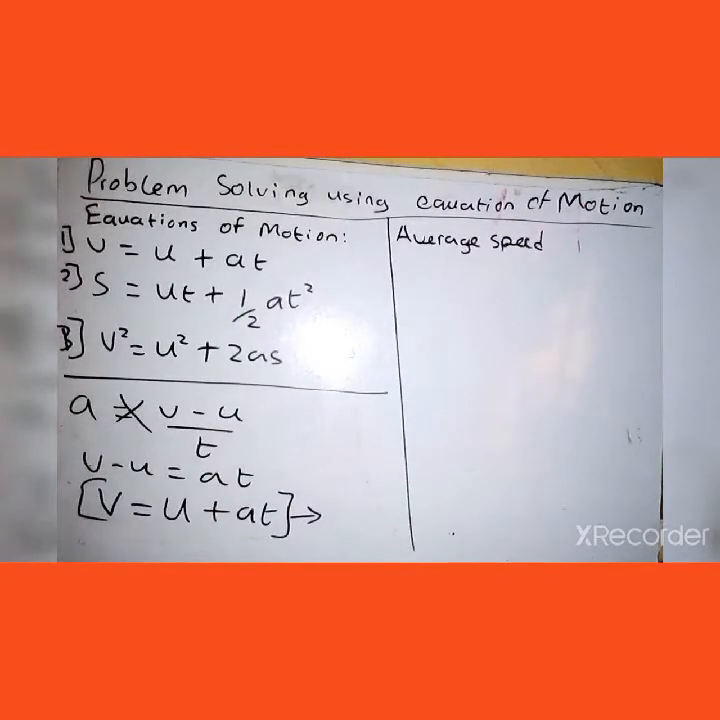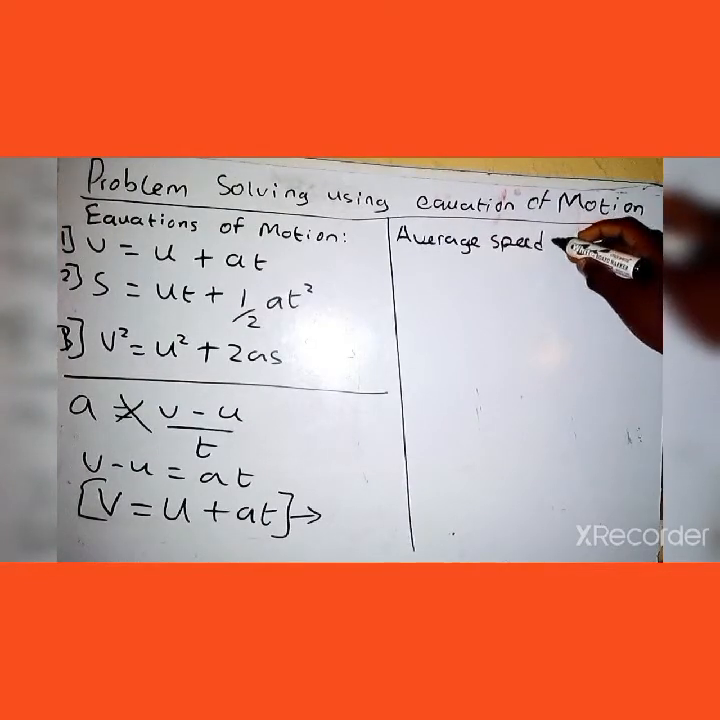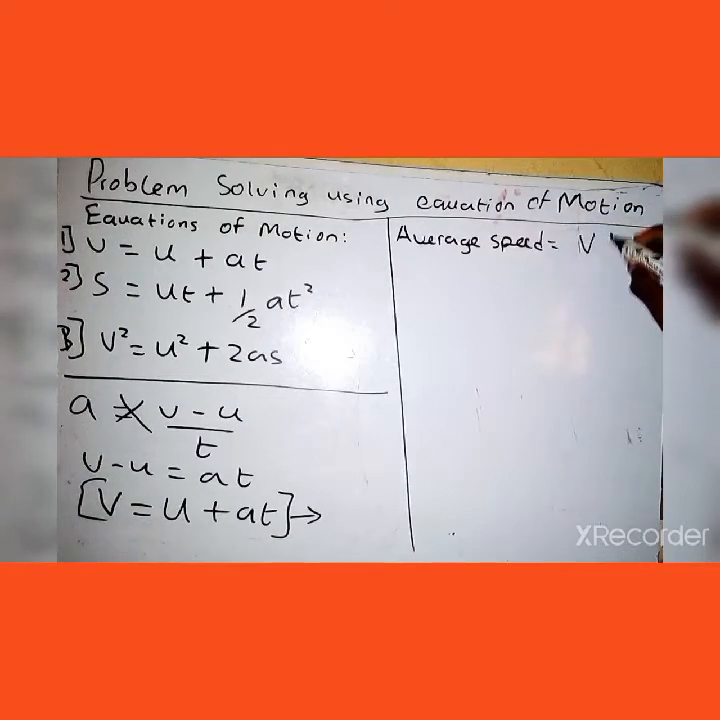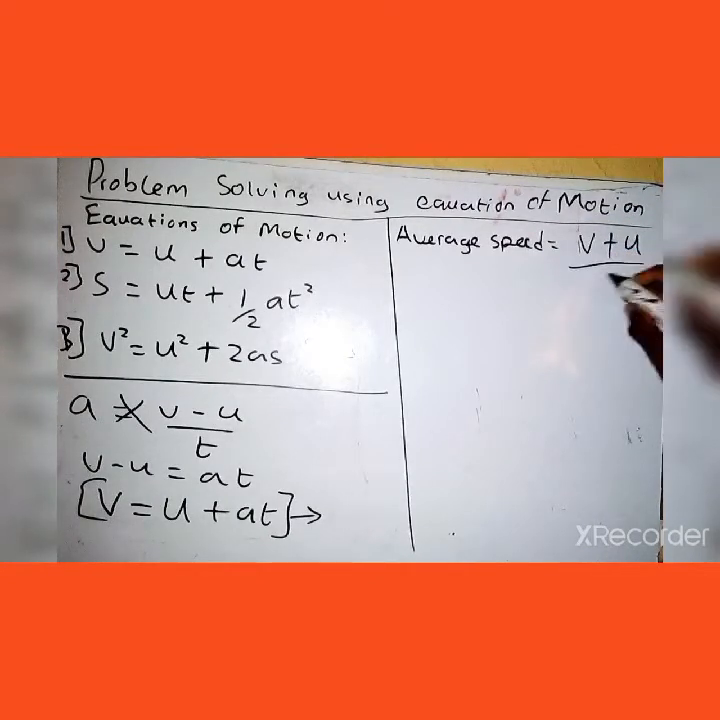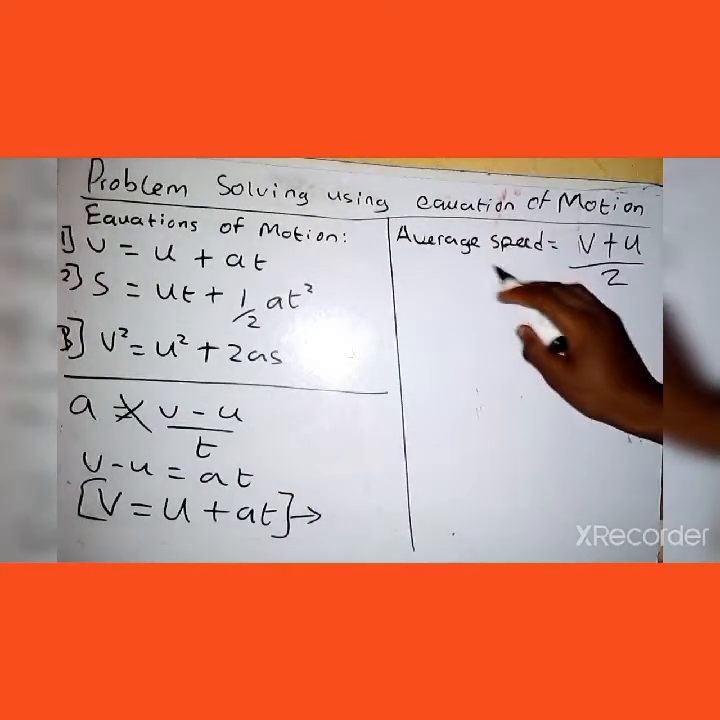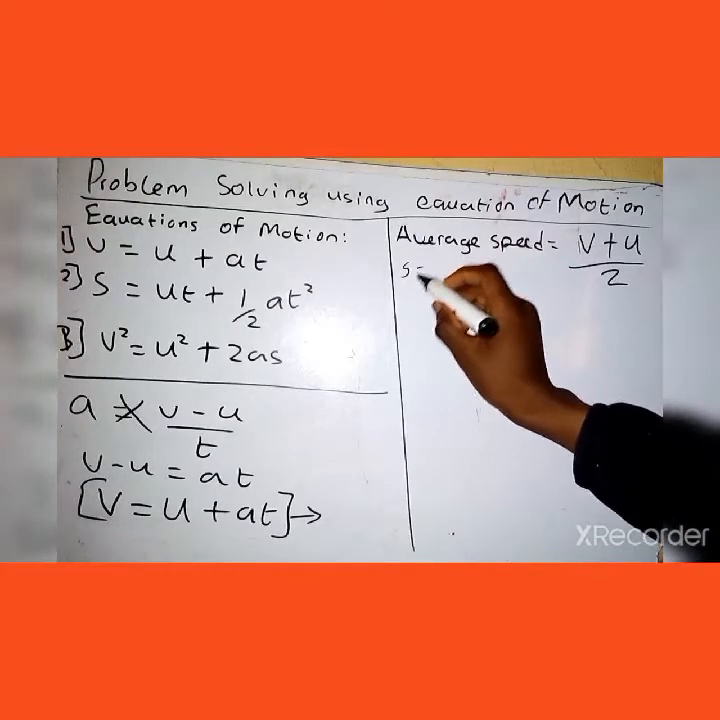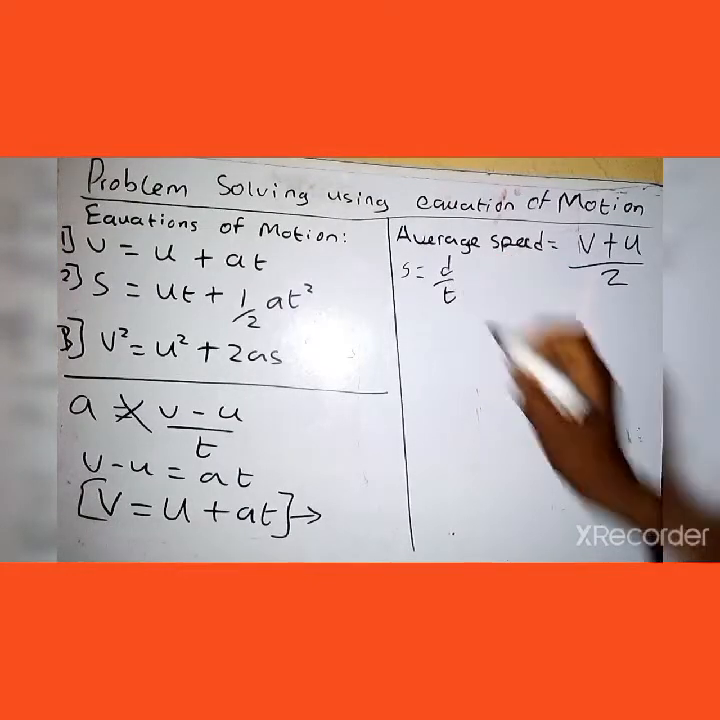When something's average, we have (n plus n) over 2. So you can derive this by saying that the average speed is the final velocity plus the initial velocity over 2. So this is the average speed. Now we already know that speed is what? Speed is distance over time, right?